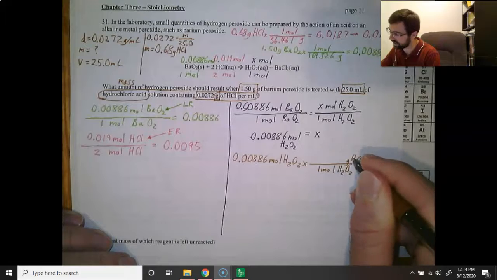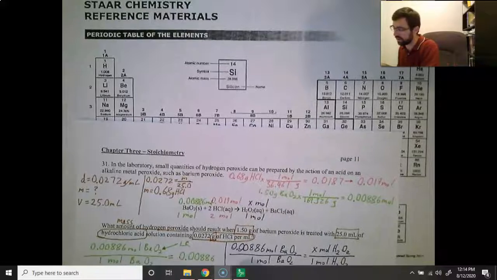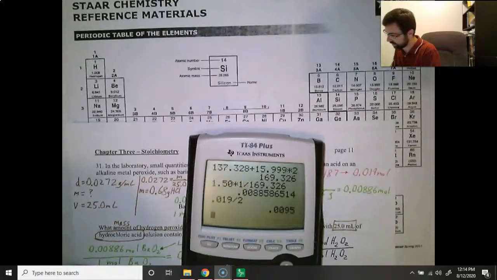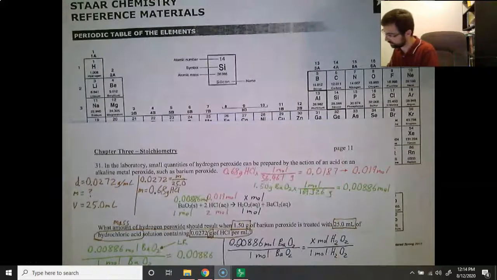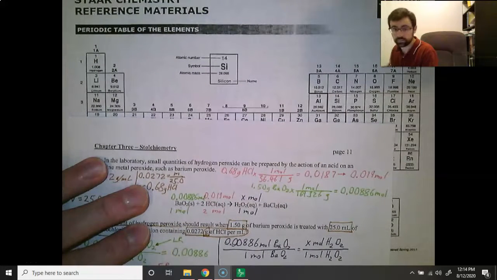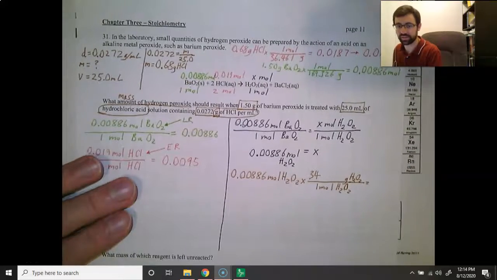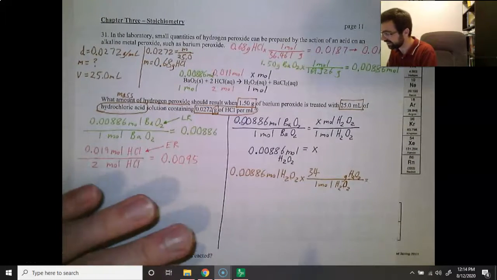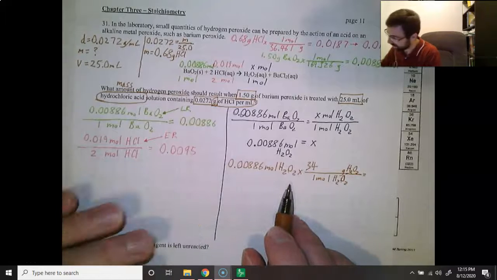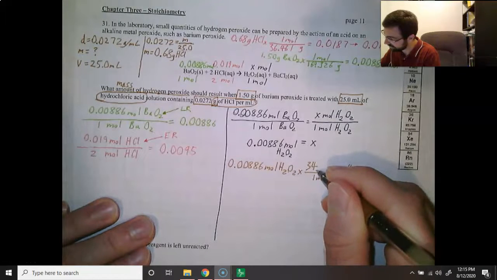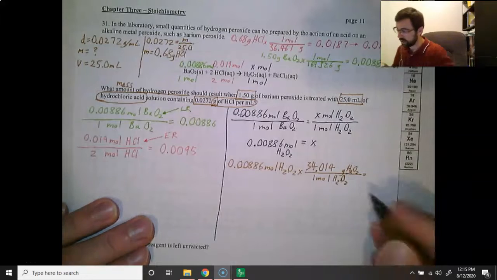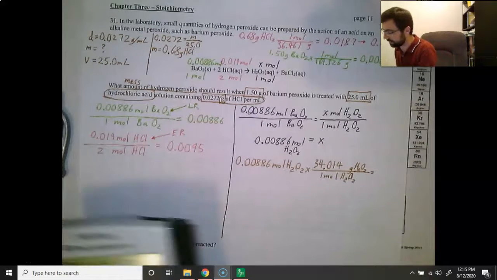Back to our periodic table again for that. H has a mass of 1.008, but I'm going to multiply that by 2. So 2 times 1.008 plus 2 times, and then oxygen is 15.999. I have 34.014. I just realized I'm writing and you can't see it. I hope I didn't do that for too long. Okay, 34.014 grams of H2O2.